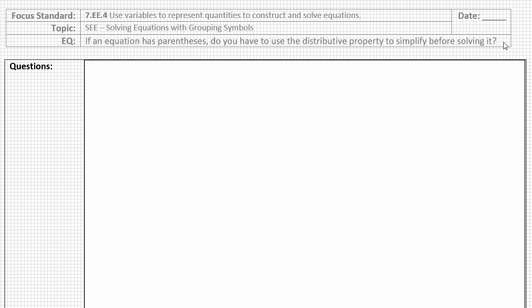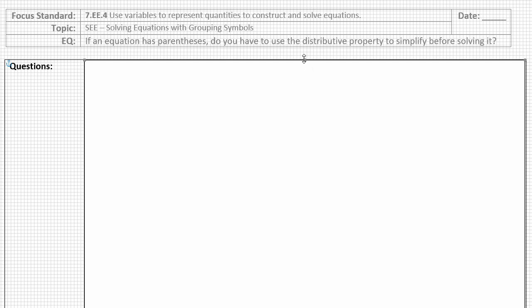before solving it? Please take a moment, pausing the video if you need to copy down the topic and essential question into your header, along with today's date, set up your question column and your note column, and resume the video when you're ready to begin.